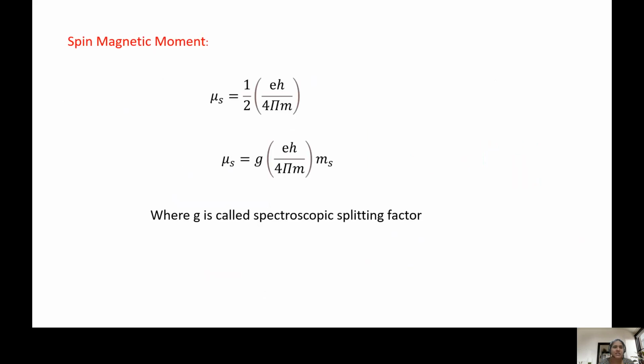And next one is the spin magnetic moment. In the above equation we will substitute the spin quantum number, that is plus half or minus half, then we will get the spin magnetic moment, represented with mu s, which is equal to 1 upon 2 into eh upon 4 pi m. So mu s is equal to g into eh upon 4 pi m into ms, which represents the spin quantum number, where g is called the spectroscopic splitting factor.